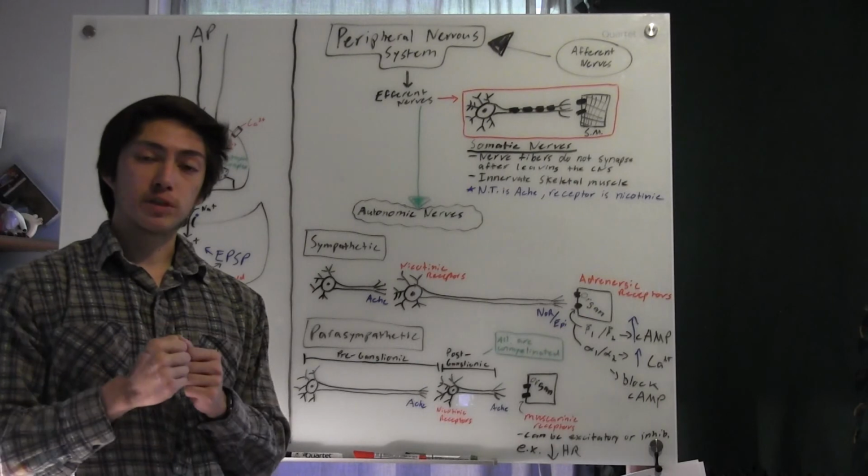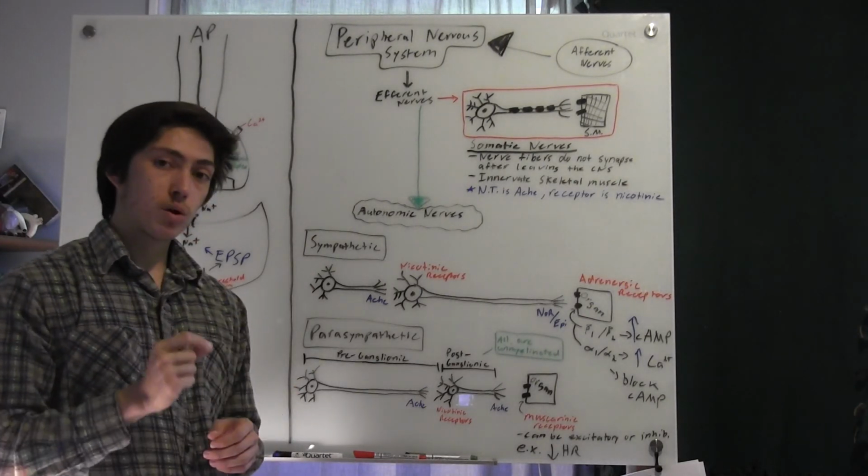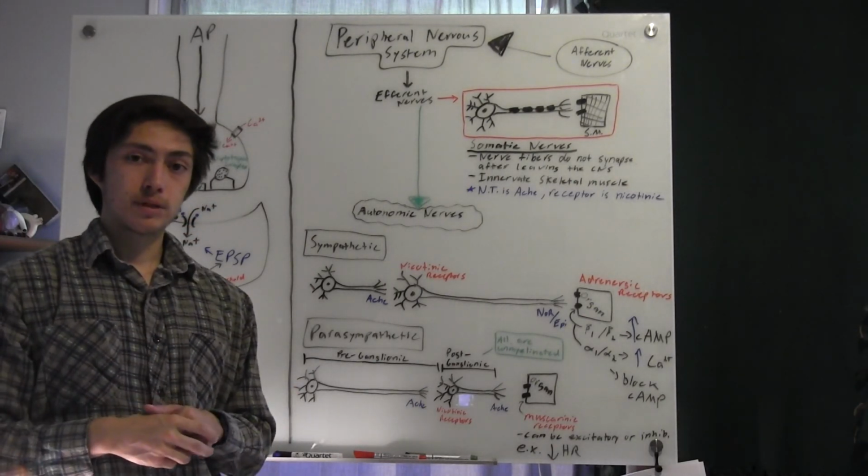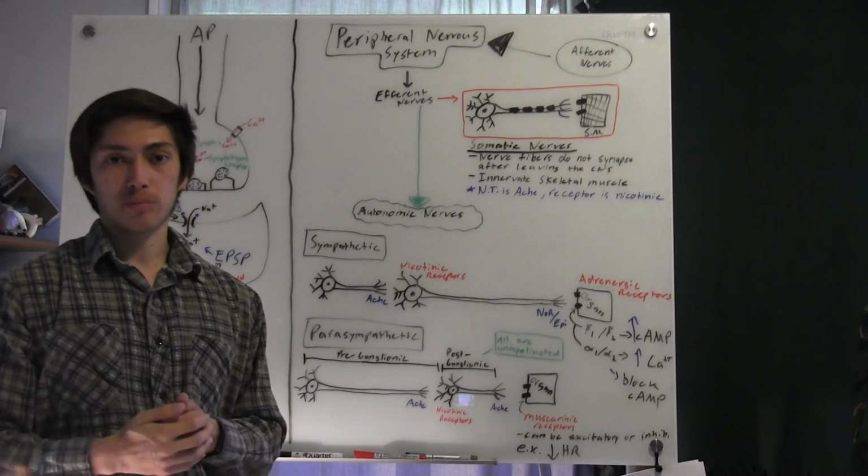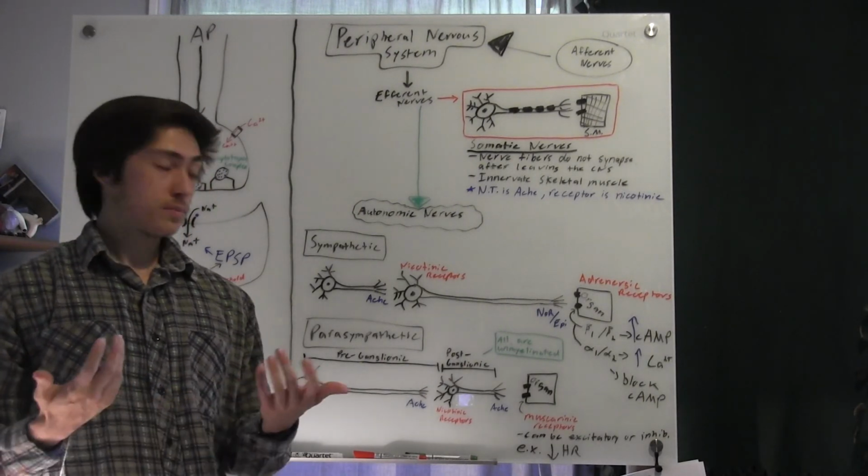Acetylcholine is removed off of its receptor by acetylcholinesterase. And that is produced by the postsynaptic membrane. Cool. And I think I covered it all.